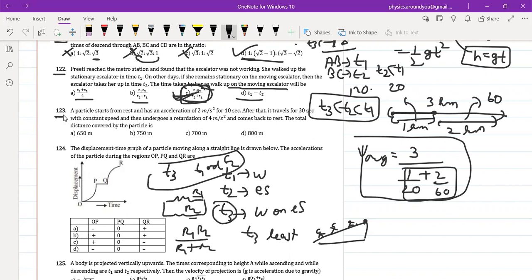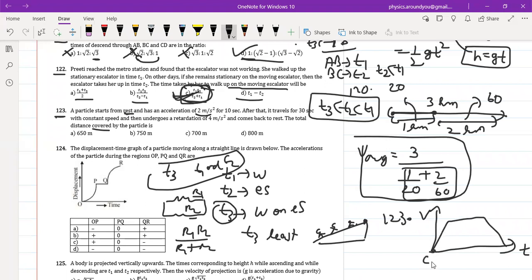123. A particle starts from rest, has an acceleration of so and so. After it travels for 30 seconds with constant speed and then undergoes retardation of 4 meter per second square, it comes to rest. What is the total distance traveled by the particle? Distance is given, information on speed is given, acceleration is given. Everything is just right for us to plot the VT graph for 123.